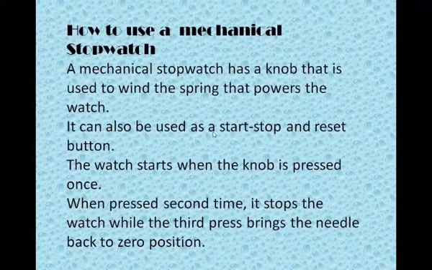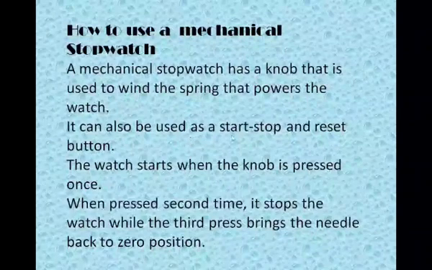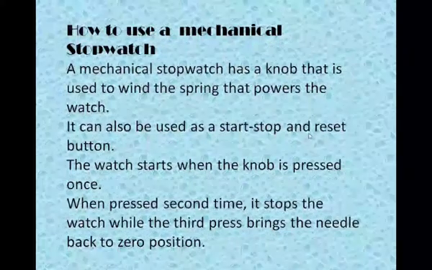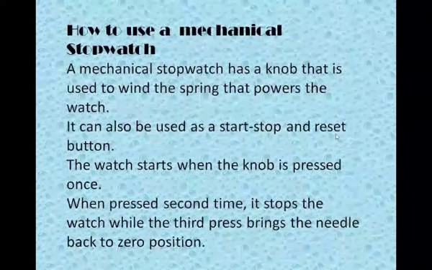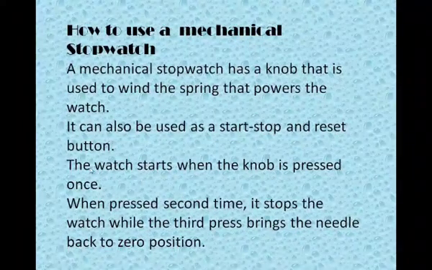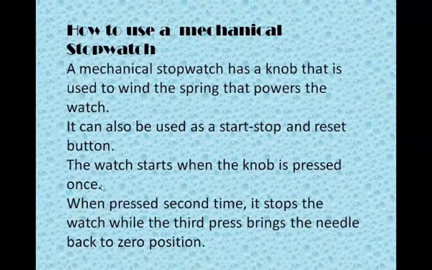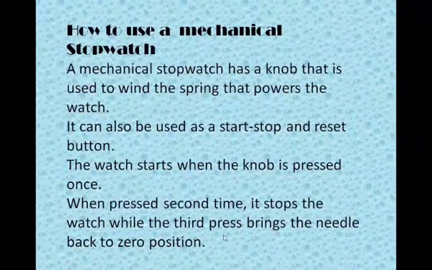Now, it can also be used as a start, stop, and reset button. The mechanical stopwatch has a button that we can use for three purposes: start to start the stopwatch, stop to stop the stopwatch, and reset to reset the watch. The watch starts when the knob is pressed once. So when we press the knob, it starts. When pressed a second time, it stops. And when you press the knob the third time, it will come back to the zero position.